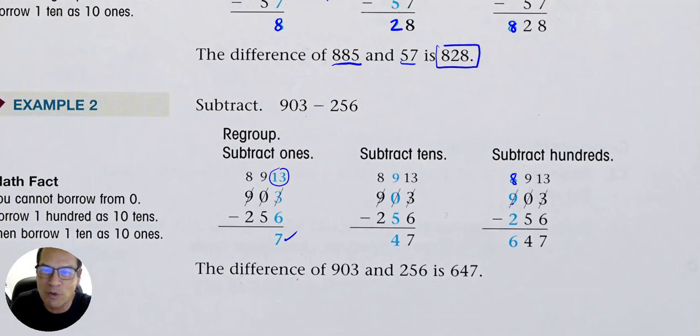All right, now we move to the tens place. So that was a 13. We borrowed a 1, and then from the hundreds place, that made a 9 here. So we got 9 minus 5 is 4. Now we had borrowed from that hundreds place, so that means the 9 becomes an 8. So 8 minus 2 is 6. So the difference between 903 and 256 is 647.